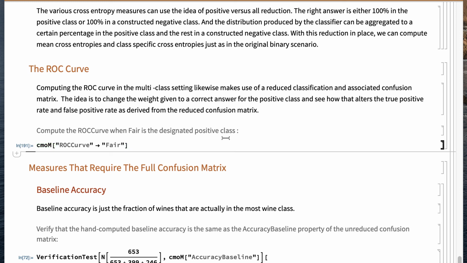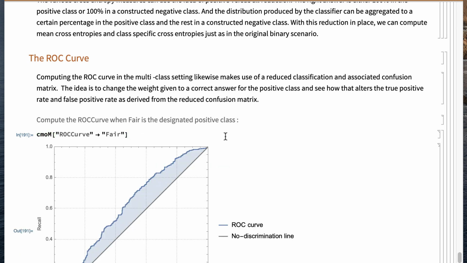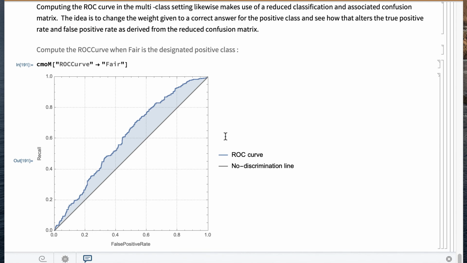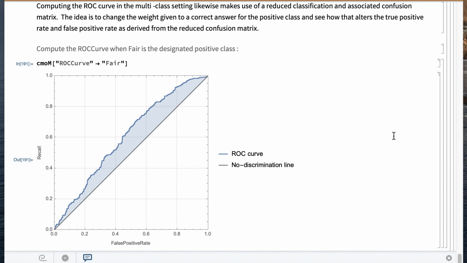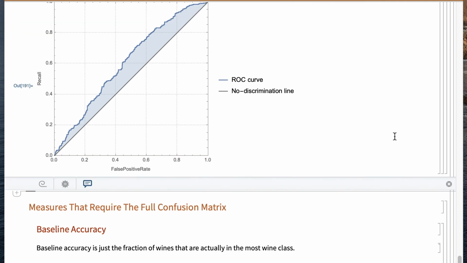And here is the ROC curve for our wine classifier when the positive class is fair. And you can see that it's not doing that great. This area under the curve is not so big. And frankly, I think this is because a lot of wine classification is nonsense. And therefore, the right answer is sort of a mixture of, yeah, it has something to do with the wine, and then it has something to do with the mood of the taster on that day.